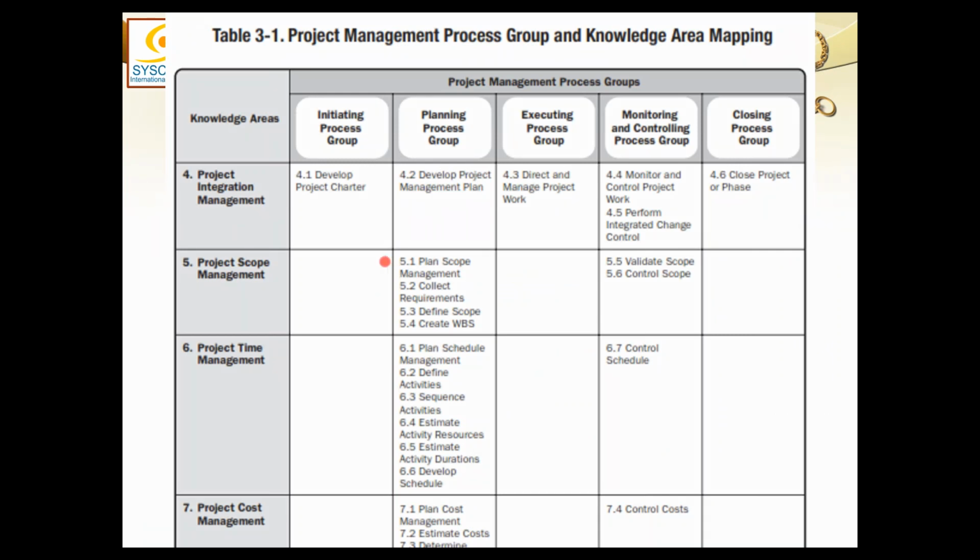So, number one thing I discussed with you was the presence of integration processes in all process groups. Number two, I talked about why there are two processes in monitoring and control. Then I talked about why scope, time and cost do not have anything in execution. Then I talked about there is a management plan for every plan. So all the 10 knowledge areas will have at least one management plan.